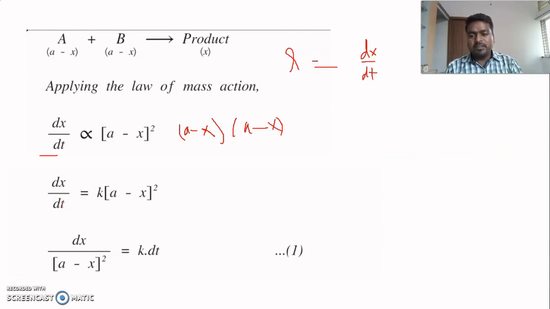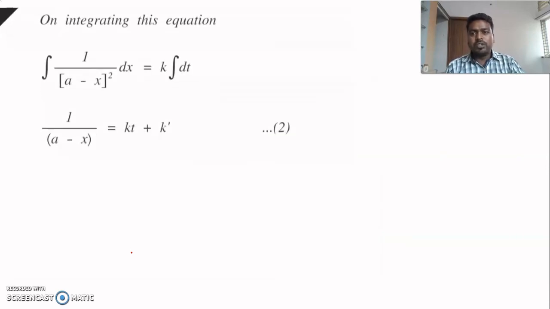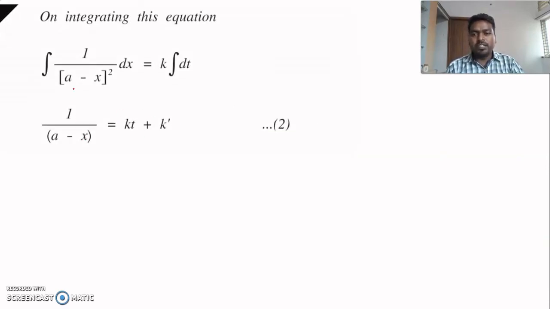If you rearrange this equation to integrated form, we are going to get dx divided by (a minus x) square is equal to k into dt. Let us integrate this equation number 1. You will get equation number 2. That is, the integration of 1 by x square is 1 by x, so you will get 1 divided by (a minus x) is equal to the integration of k dt, which is kt plus integral constant k dash.